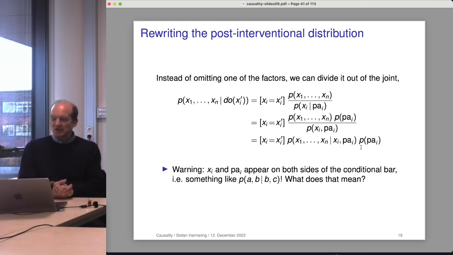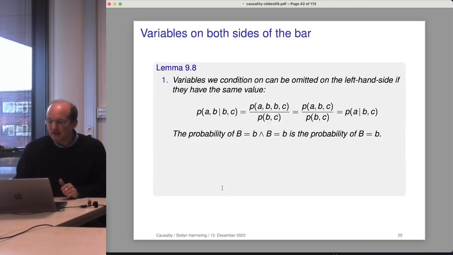However, here are some subtleties. So the xi and the parents of i are also appearing on the left-hand side now as conditions, right? So the last term here, that one is a bit fishy. These are all fine. We know what the meaning is. But this one is a bit strange. This one was okay, because the do is just creating a new distribution, kind of. But this is a little bit strange, because here it's like P of A comma B given B comma C. And the question is, what is the meaning of a term like that? Okay, and let me explain that on the next slide.